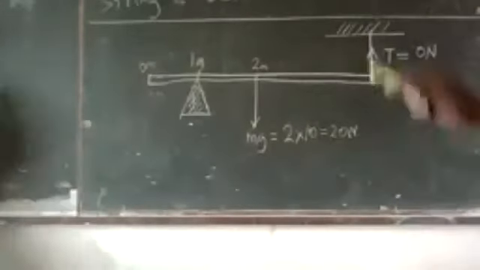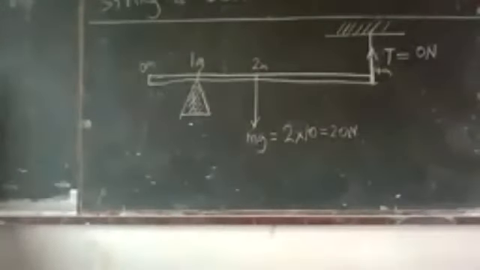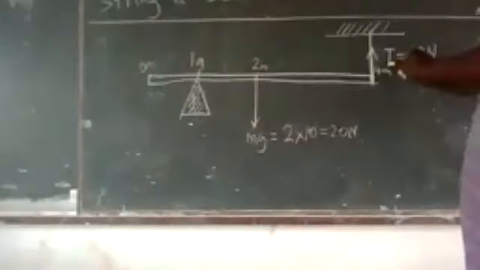To determine the position where a 5 kilogram mass can be placed for the rod to remain horizontal. Is that okay? And they have given us the condition that this tension here must be 0. Let me assume that we put the 5 kilogram mass at that position. I multiply 5 kilograms by what? By 10, so that I get 50 newtons.